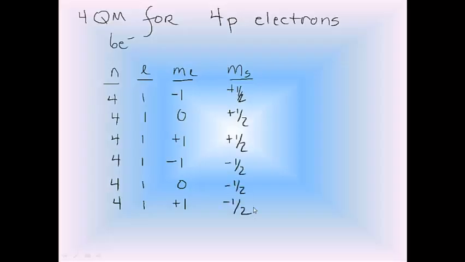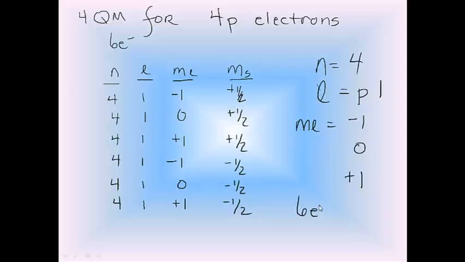Alright, so this gives you a more specific piece of information. Instead of just saying n is equal to 4, this is actually n is 4, but L is 1. So your M sub L is going to be negative 1, 0, positive 1. 2 electrons per, so you get 2, 4, 6 electrons total, max. And each electron, there's their addresses.